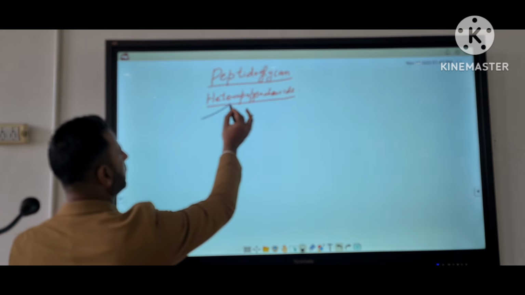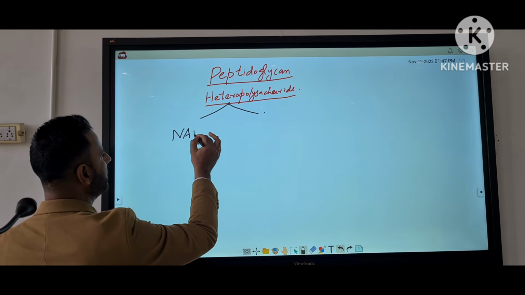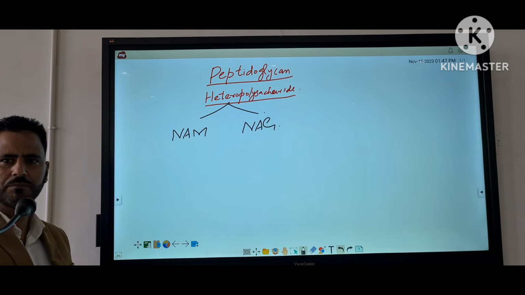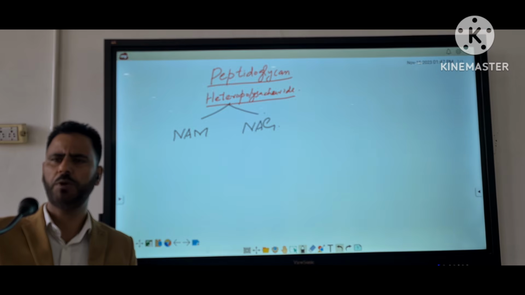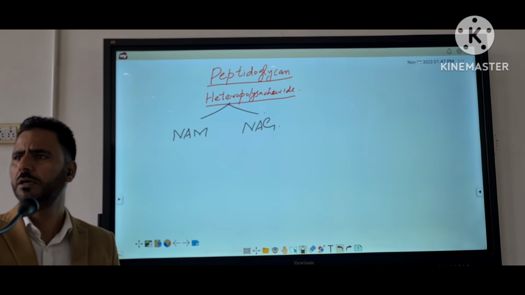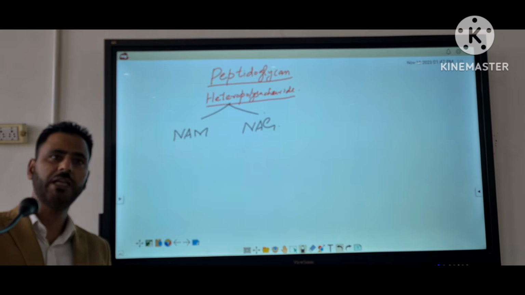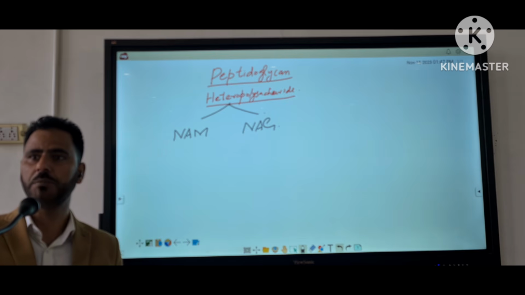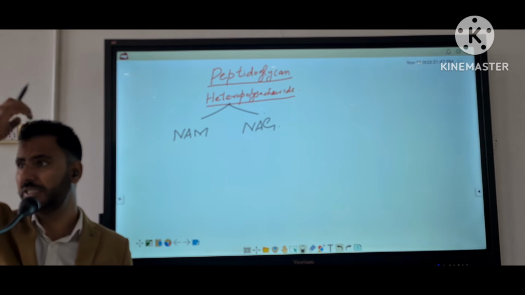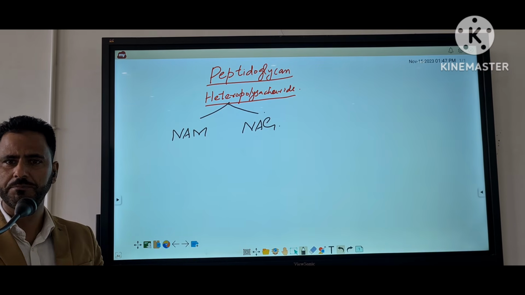And the two repeating units of the peptidoglycan are N-acetyl muramic acid and N-acetyl glucosamine. There are two repeating units. It is formed by combining these two basic fundamental structures. One is N-acetyl muramic acid and the second is N-acetyl glucosamine. The two are joined together by glycosidic bonds, as we see in disaccharides, trisaccharides and polysaccharides. First we will understand the structure of NAM and NAG.